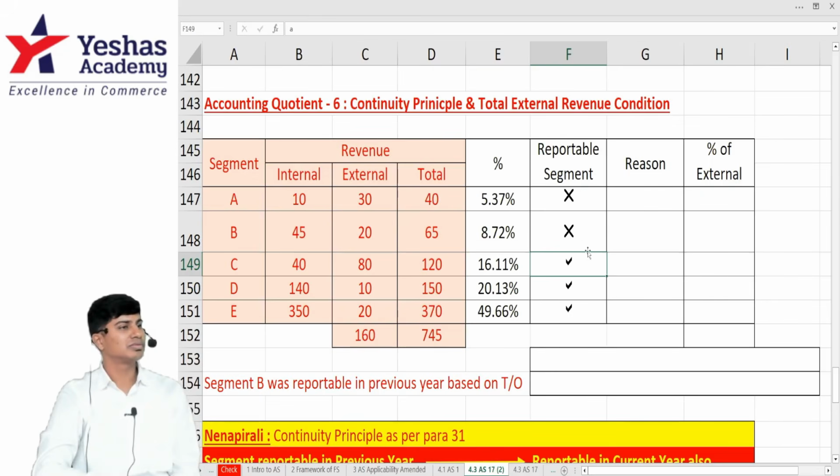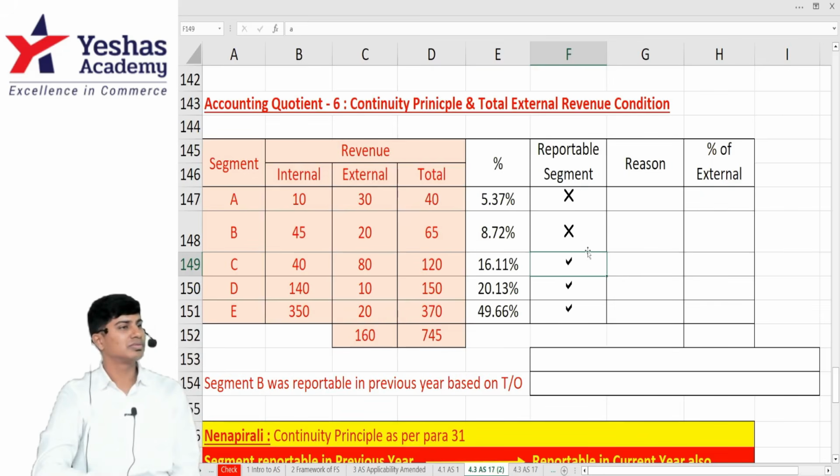Now I'll check for 75%. What is 75%? External revenue from the reportable segments should constitute how much? 75%. Take 20 by 160. Why am I not doing it for A? Because A is not reportable. 12.5. Do 80 by 160. 50%. 10 by 160. How about 20 by 160? Now take the total. What do we get? 81.25. Everybody understood 81.25?